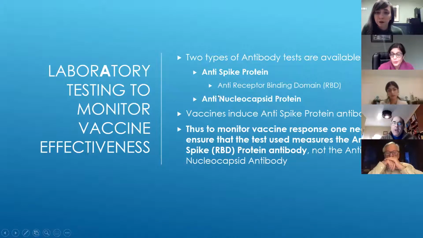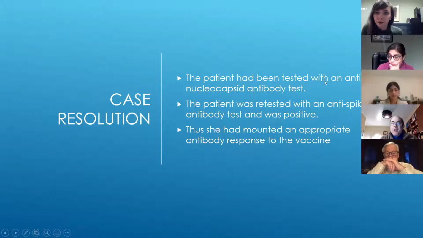This is the most immunogenic protein, if to use that word. We get a much stronger response from a natural infection to the nucleocapsid protein than we do to the spike protein. But this is not included in the vaccine. So the vaccines only induce the anti-spike protein antibody. So to monitor the vaccine, we want to ensure that the test we use measures the anti-spike protein, not the anti-nucleocapsid protein. And our patient actually had been tested with an anti-nucleocapsid protein test.